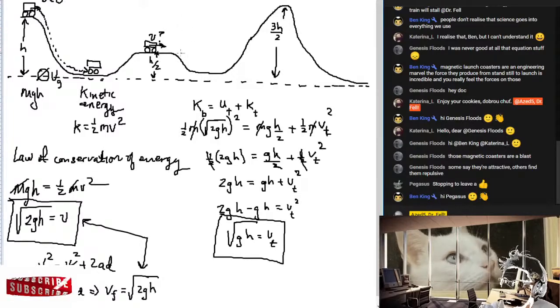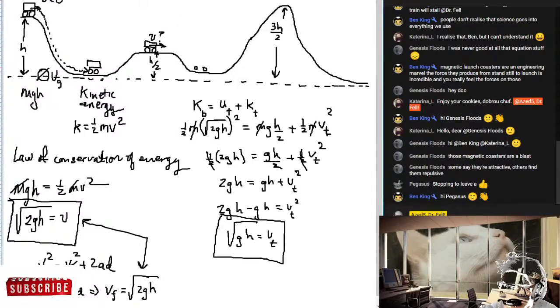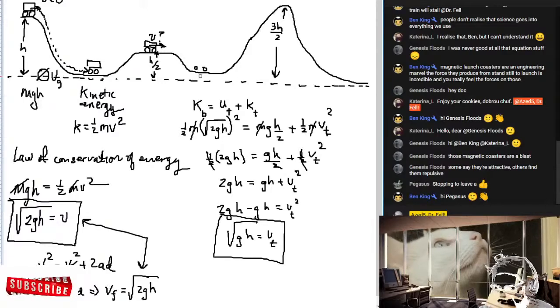Now, when we go to the bottom here, same thing. We get to the bottom. This is supposed to be on the bottom.